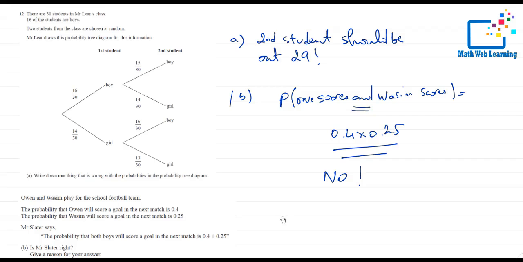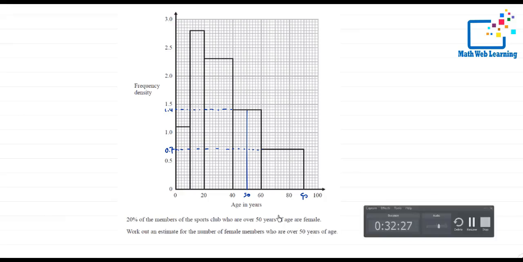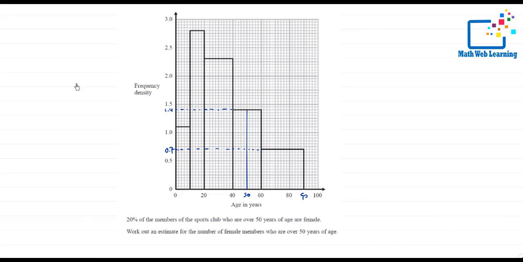All right, next is exercise 13. Right, question number 13 is on histograms, and I went ahead and worked out some of the scale that I use. It's straightforward, not difficult. The question says 20% of the members of the sports club who are over 50 years old are female.